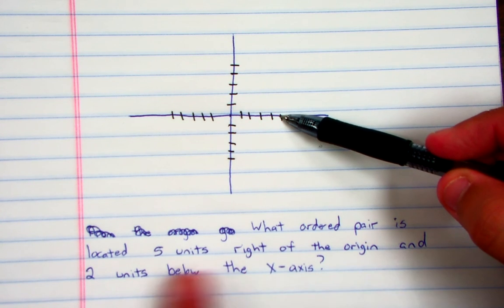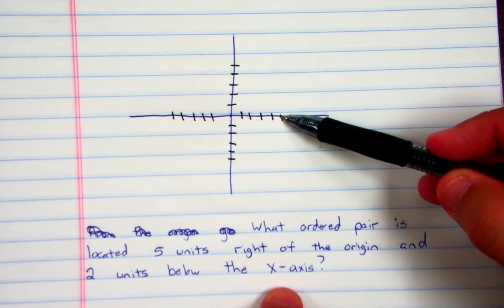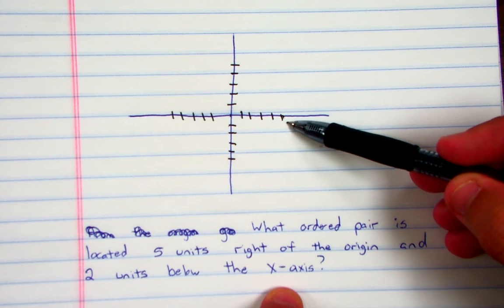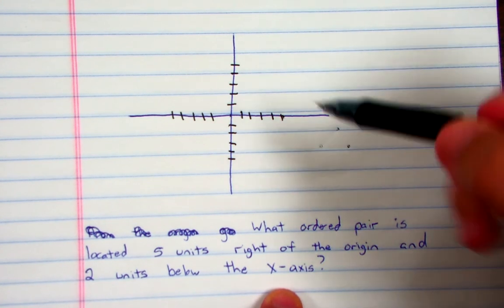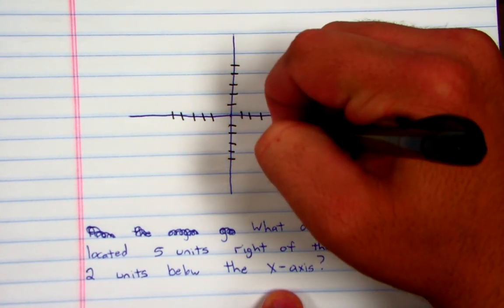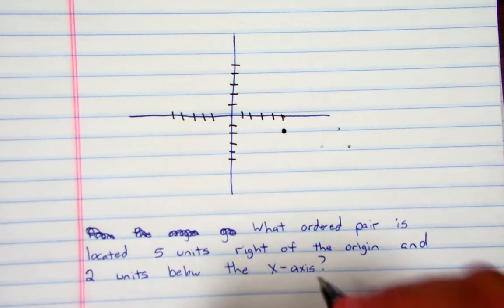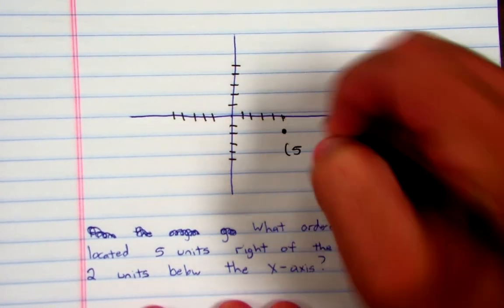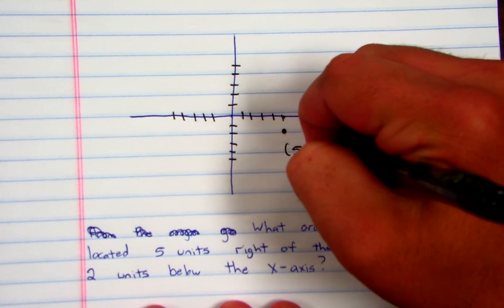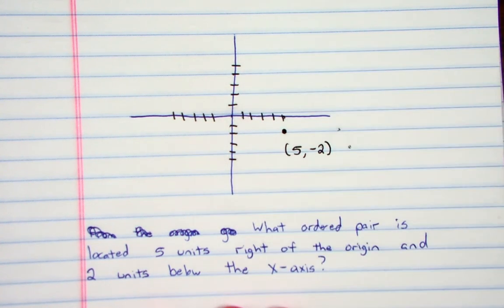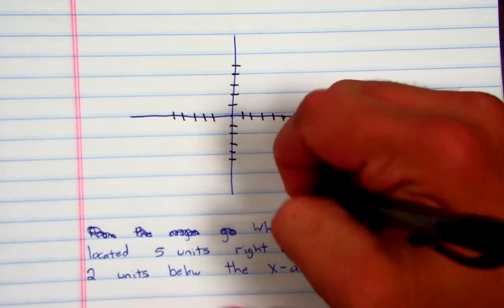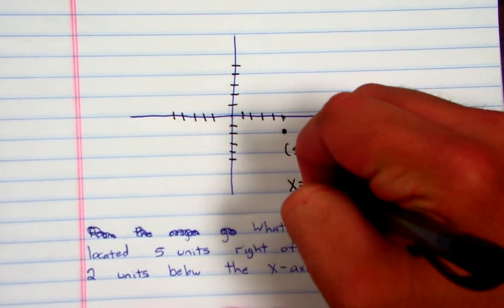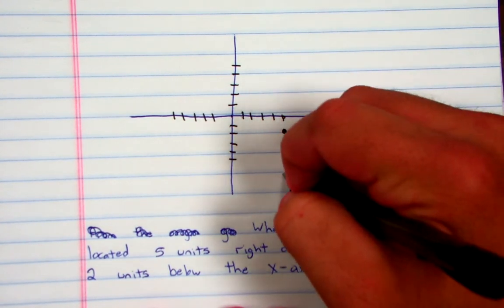And then you were 2 units below the x-axis. That means you went down 2. 1, 2. What ordered pair is that? Well, you went to the right 5. You then went down 2. There's your ordered pair. Now, on your test, if it gives you an ordered pair like this, and it says, what is the x value of the ordered pair? The x value would be x equals 5, and that would be the answer for that one.